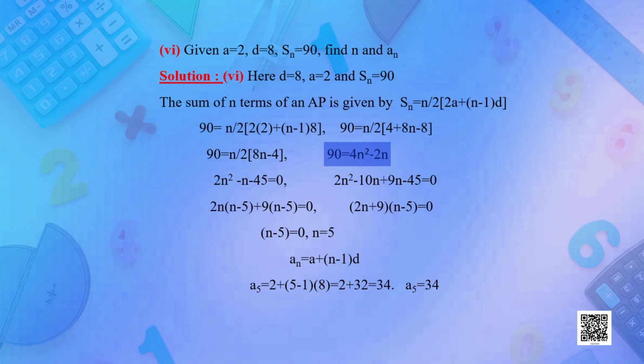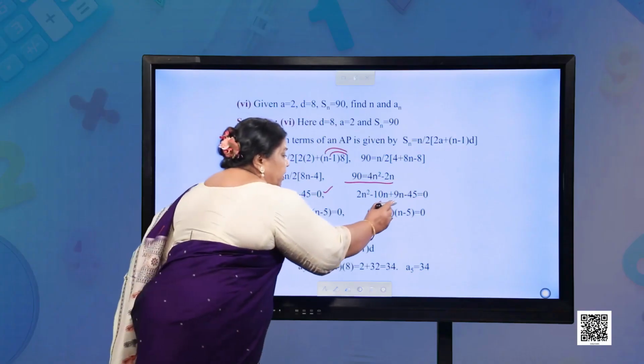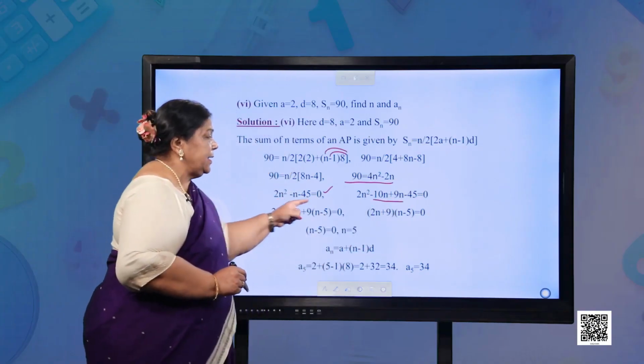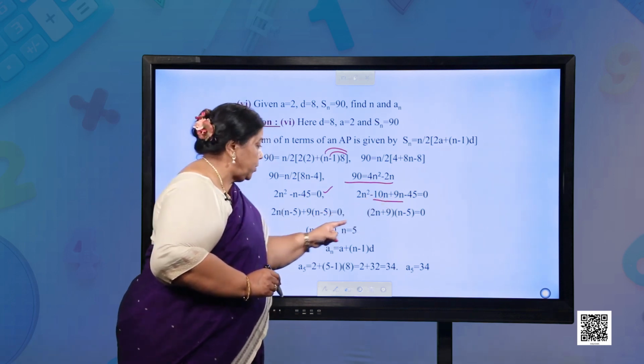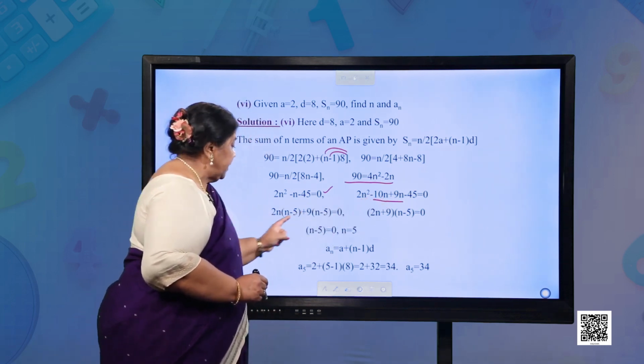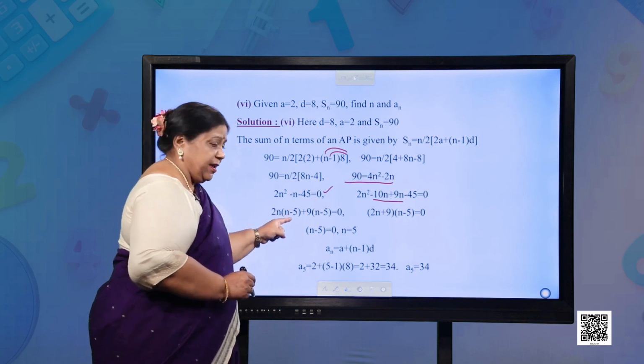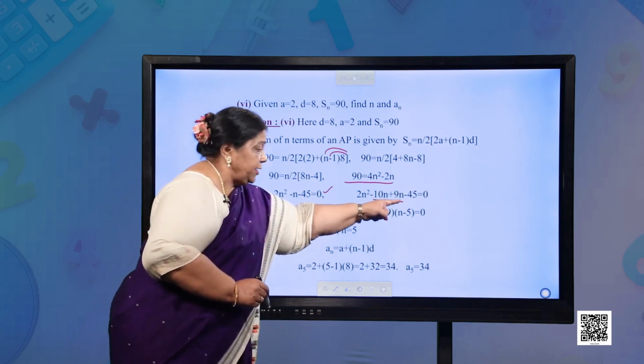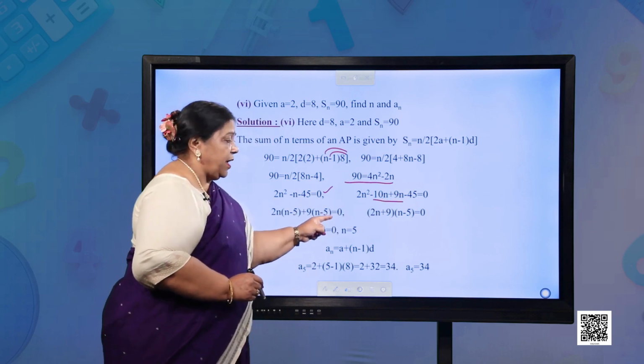90 is equal to 4n square minus 2n, which can be written as 2n square minus n minus 45 is equal to 0. We have divided the whole equation by 2 to obtain this equation. Now, 2n square minus 10n plus 9n minus 45 is equal to 0. Splitting off the middle term, I have written minus 1 as minus 10 plus 9. Okay. Now, what is common in the first two terms? 2n is common, we get n minus 5, plus 9 is common in the next two terms. So, 9 into n minus 5 is equal to 0.